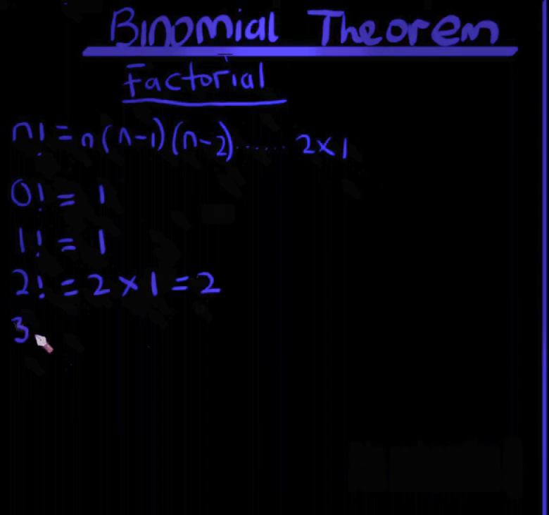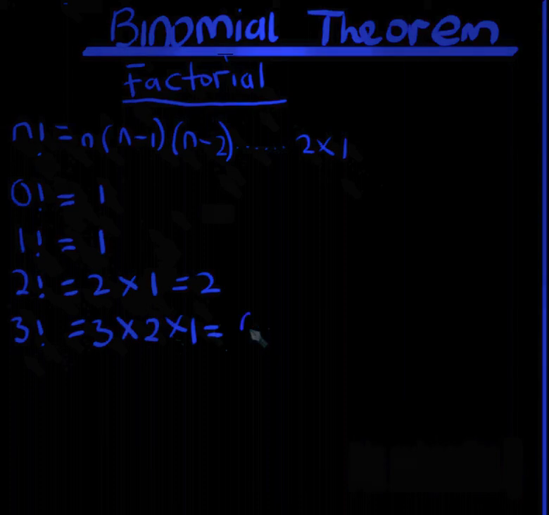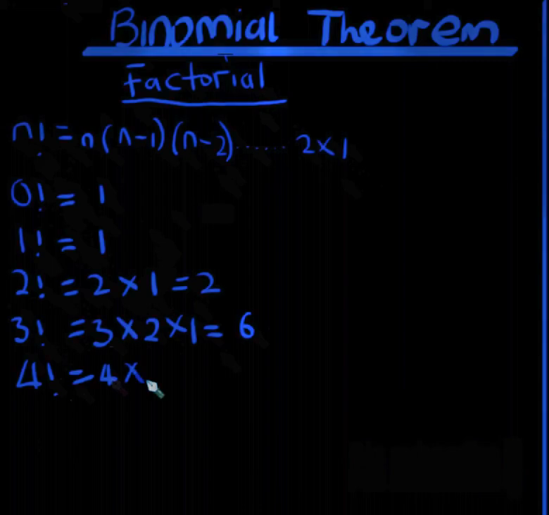3 factorial would be 3 times 2 times 1. That would give us 6. 4 factorial now, your guess is as good as mine, would be 4 times 3 times 2 times 1.